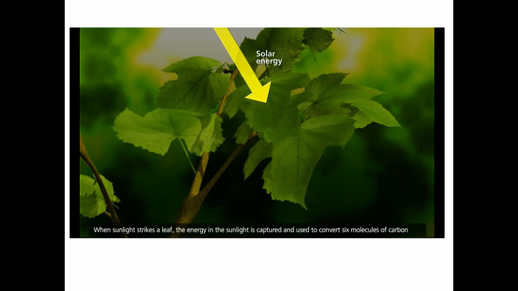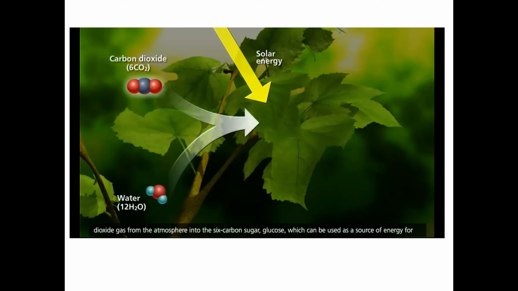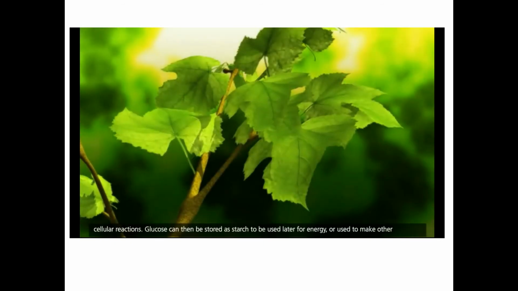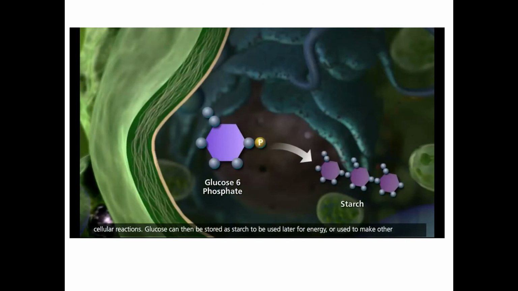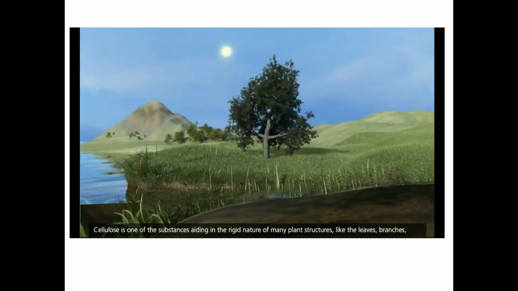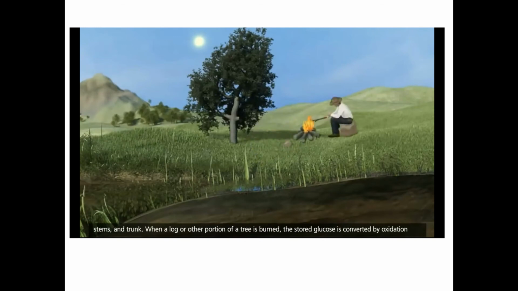When sunlight strikes a leaf, the energy in the sunlight is captured and used to convert 6 molecules of carbon dioxide gas from the atmosphere into the 6-carbon sugar, glucose, which can be used as a source of energy for cellular reactions. Glucose can then be stored as starch to be used later for energy, or used to make other molecules such as cellulose that form the cell wall of plant cells and contribute to the biomass of the plant. Cellulose is one of the substances aiding in the rigid nature of many plant structures, like the leaves, branches, stems, and trunk. When a log or other portion of a tree is burned, the stored glucose is converted by oxidation back to carbon dioxide gas, which is released into the atmosphere.